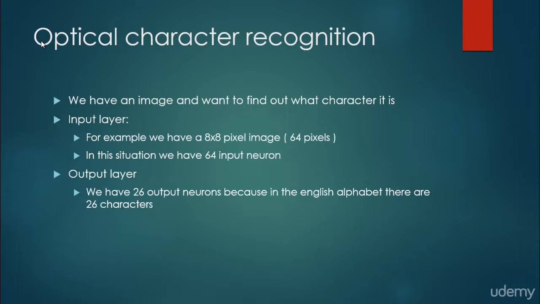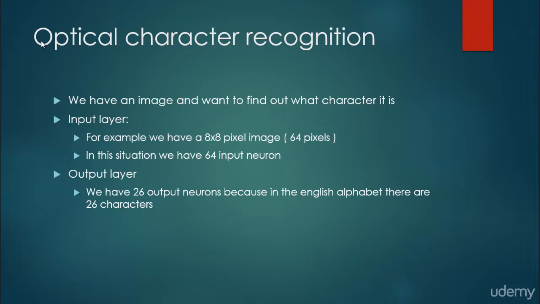And in the output layer, we have 26 output neurons, because in the English alphabet there are 26 characters. So we would like to classify our images. We could have lots of images, and we would like to classify them into 26 outputs, because there are 26 characters in the alphabet. And it's a very, very common technique, although there is no 8 by 8 pixel image. Of course, a lot more pixels there are. But this is the main approach, that we have as many input neurons as the number of pixels in an image.